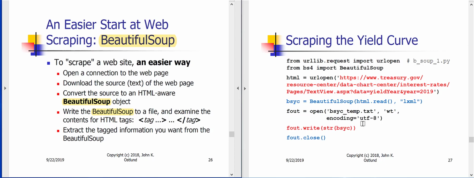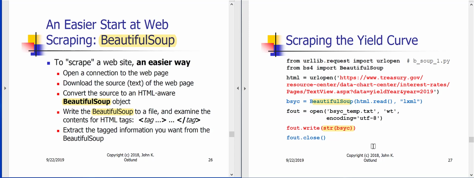So the structure of this BSoup1 program is very similar to the Hardscrape program we looked at before. The difference is that we are creating a Beautiful Soup object here by reading the HTML document, and we are then writing that Beautiful Soup object converted to a string into an output file. This time it's Beautiful Soup yield curve temp.txt.